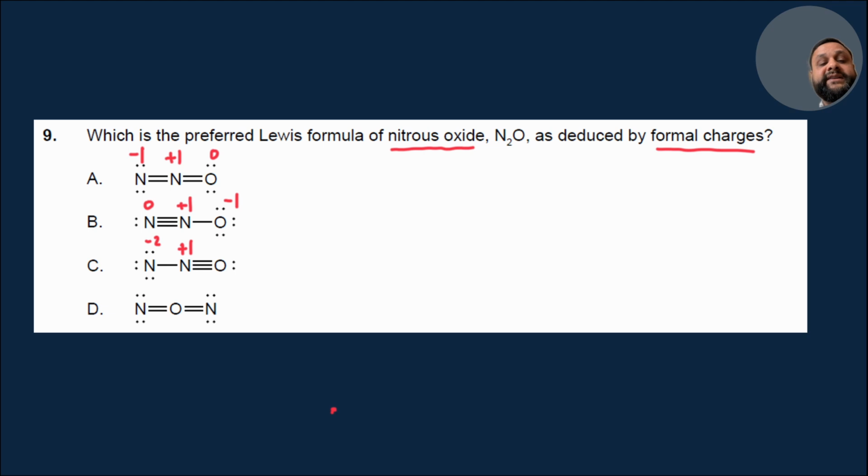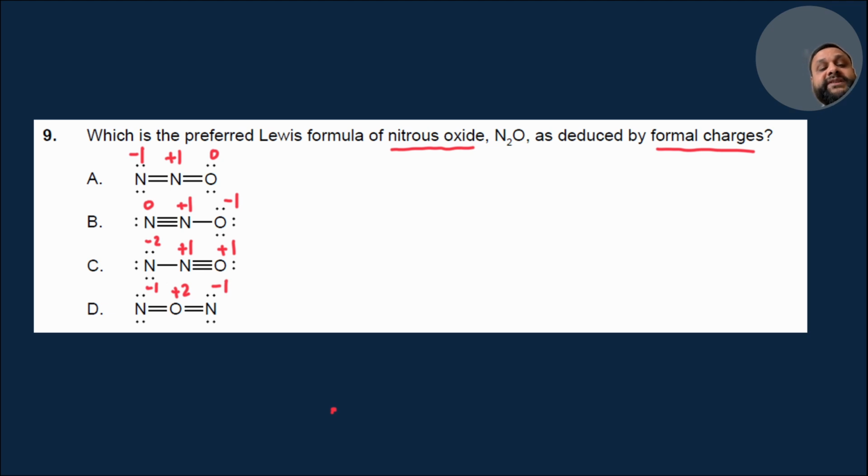And oxygen has a total of 2, 3, 4, and 5 electrons, so hence a formal charge of +1. In option D, nitrogen on the left has 2, 4, 5, and 6 electrons, hence it has a formal charge of -1. And oxygen in the middle now, 1, 2, 3, 4 electrons, hence a formal charge of +2. And nitrogen on the right has 2, 4, 5, and 6 electrons, hence it has a formal charge of -1.